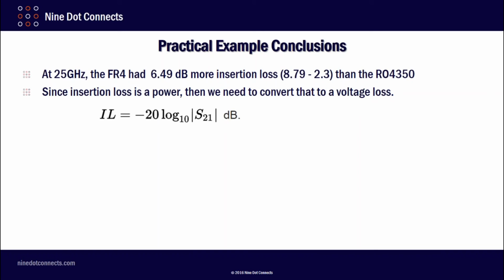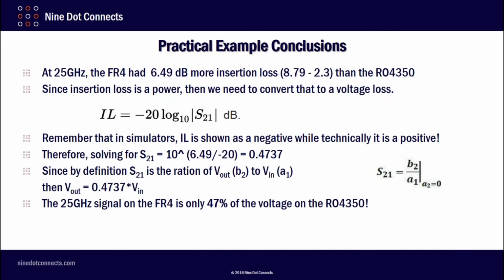Since by definition S21 is a ratio of the voltage out, that is B2 in the generic equation for S21, to V in, which is the A1 wave, then V out is only 47% of the voltage coming in. That's quite astonishing when you think about it, that you have 47% less voltage on a 4-inch piece of material just because you may or may not have picked the right board material.